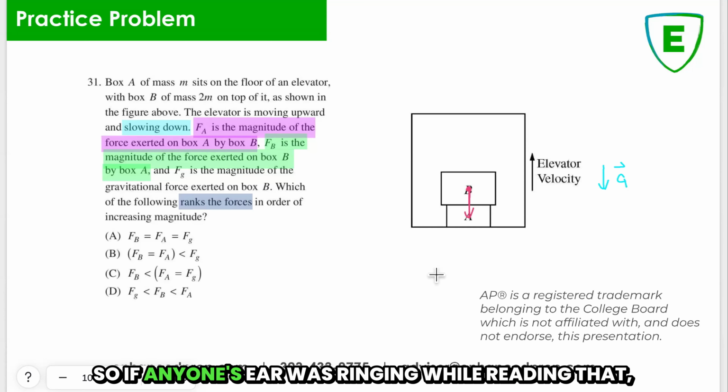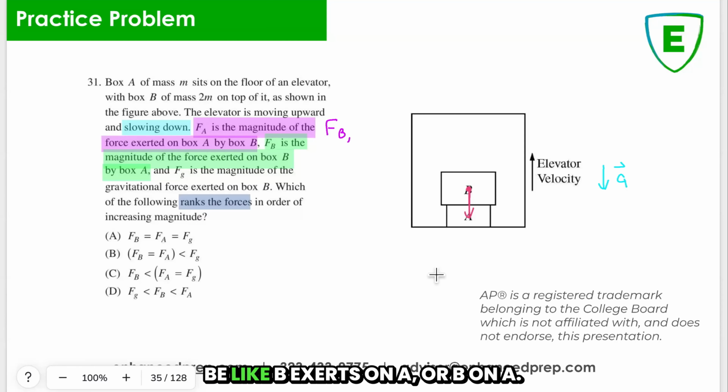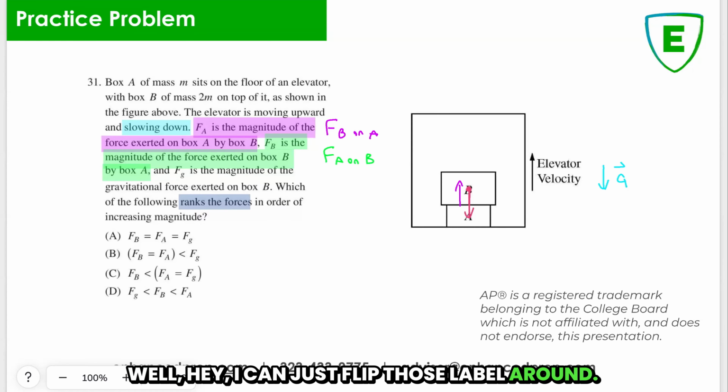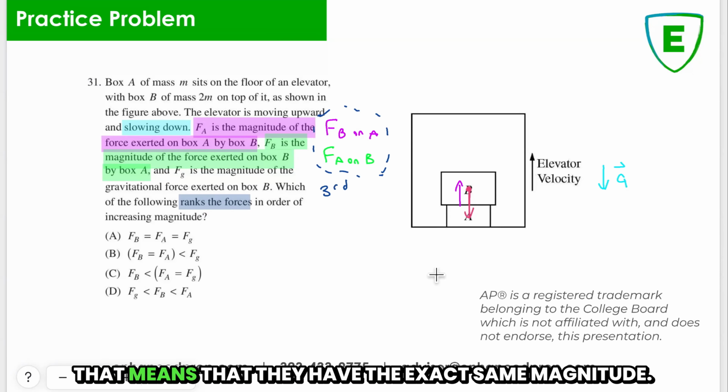So, if anyone's ear was ringing while reading that, or hearing me read it, I guess: the magnitude of the force exerted on box A by box B. So that would be B exerts on A, or B on A, so that would be in that direction. Then it was the force exerted on B by A, so A on B. Well, hey, I can just flip those labels around. These are action-reaction pairs, or third law pairs. That means that they have the exact same magnitude.